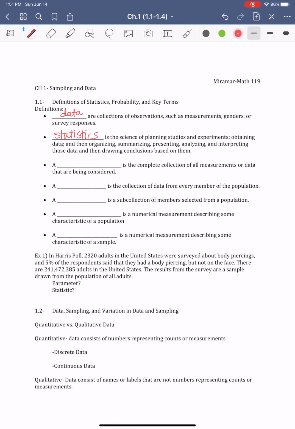So this is basically what we are going to be learning throughout the course. We will be planning some experiments. We have to obtain the data and then use that data to organize and then analyze. And from that data, we interpret and then draw conclusions. Okay, so the whole entire semester is about doing that process. Okay, the next term, a blank, is the complete collection of all measurements or data that are being considered. We call it population.